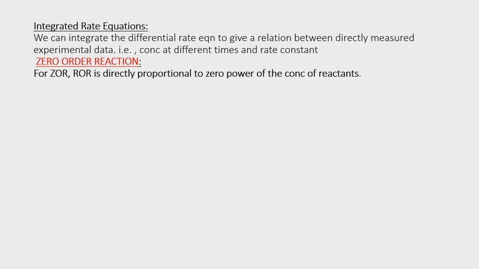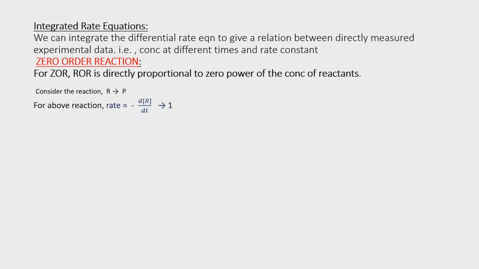Dear students, now I am moving to explain integrated rate equations. We can integrate the differential rate equation to give a relation between directly measured experimental data, means concentration at different times, and rate constant. In integrated rate equations, first one, zero order reaction. For a zero order reaction, rate of reaction is directly proportional to 0 power of the concentration of the reactants. Look at the reaction. R gives rise to P, means R represents reactant, P represents products. It is a simple reaction.